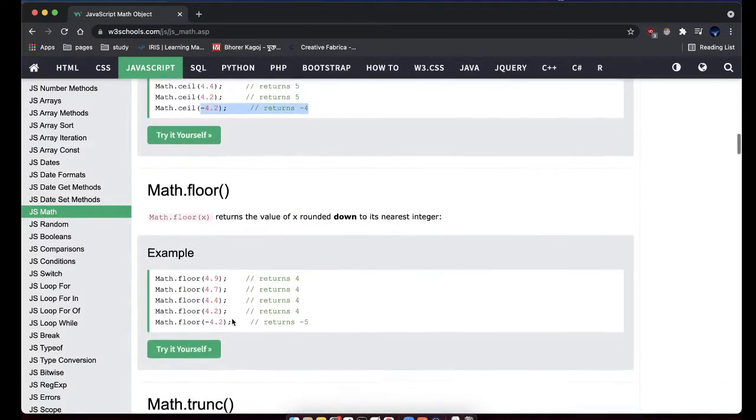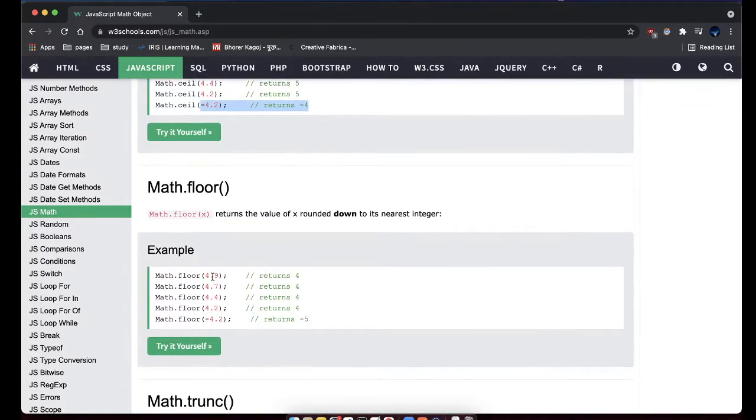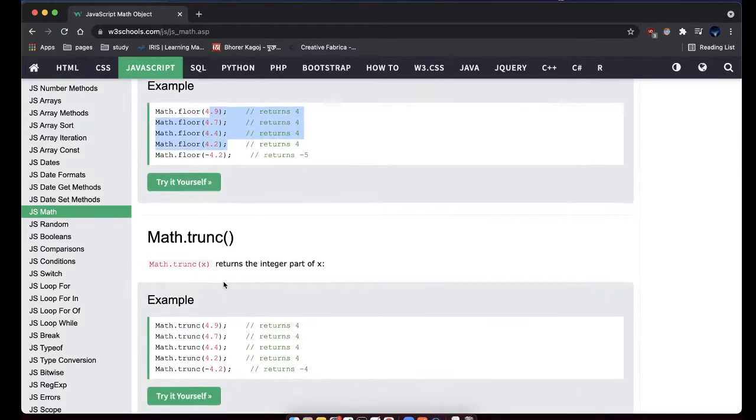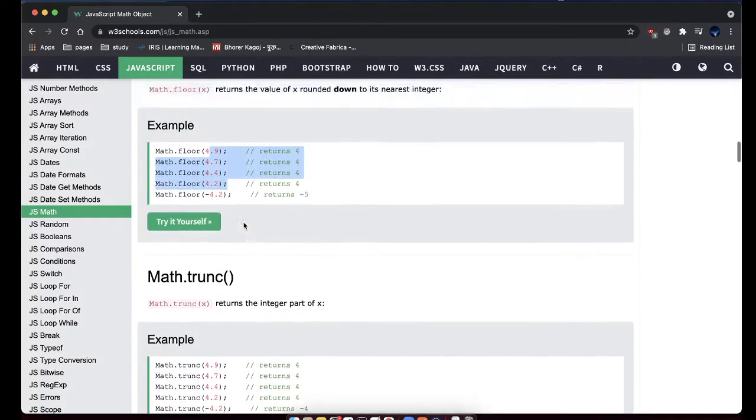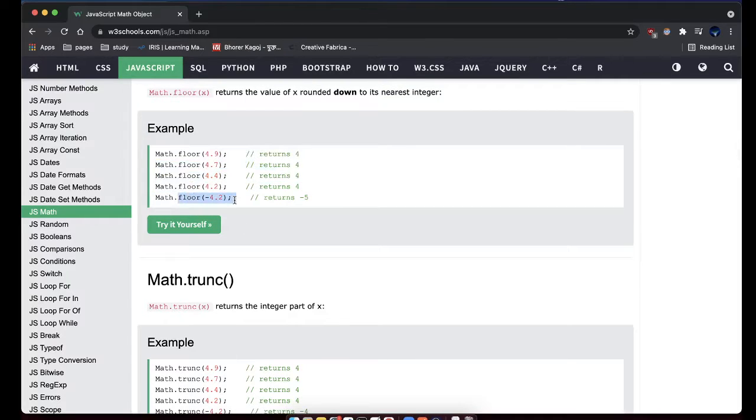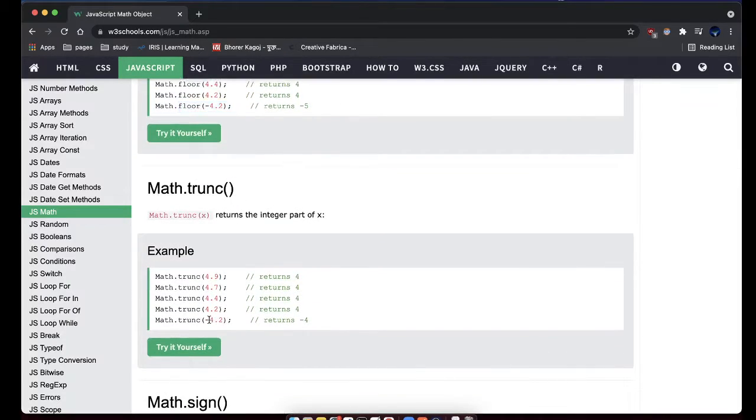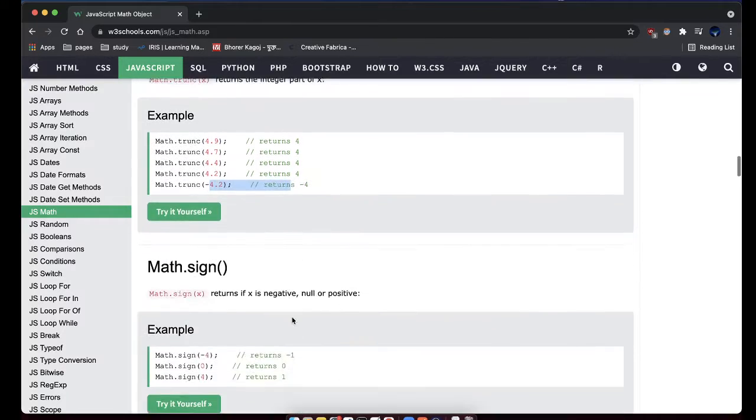Now we have Math floor. Floor will always return the integer value below. So 4.9 will return 4 and minus 4.2 will return minus 5. Notice that here, but for other cases it always returns 4. Truncate is also similar to floor, but for negative numbers we have a difference: here minus 4.2 gives minus 5 with floor, but with truncate we will receive minus 4.